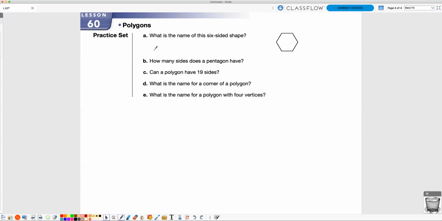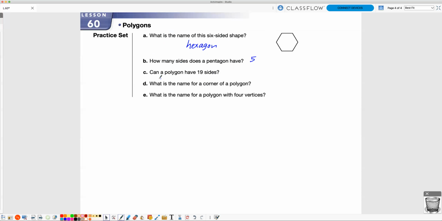What is the name of this six-sided shape? Your answer should have been a hexagon. You could have looked back. I guess I could have told you that, but you may have already done that. So letter A would be hexagon. Letter B, how many sides does a pentagon have? The answer to that is 5.